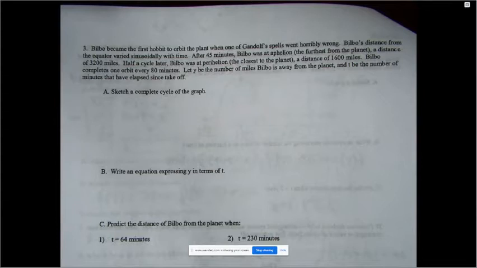All right, let's take a look at these word problems from last class. So we have: Bilbo became the first hobbit to orbit the planet when one of Gandalf's spells went horribly wrong. Oh my gosh. Bilbo's distance from the equator varied sinusoidally with time. After 45 minutes, Bilbo was at Aphelion, the farthest planet. Great. A distance of 3,200 miles. So I'm going to start there.